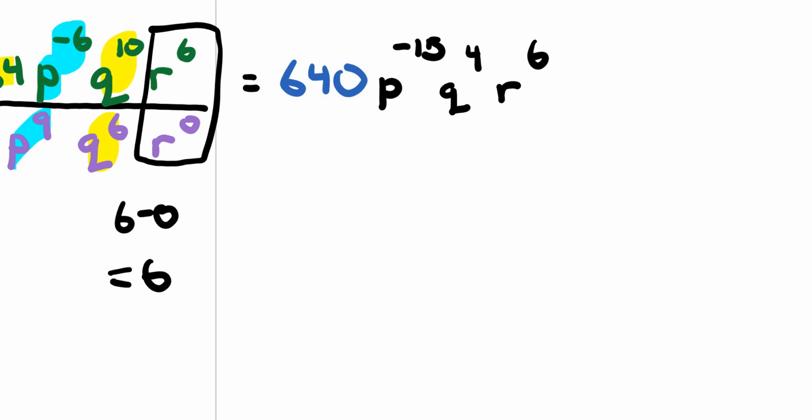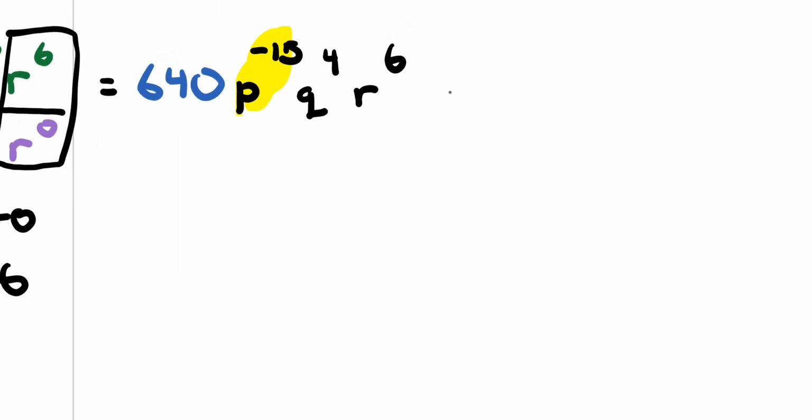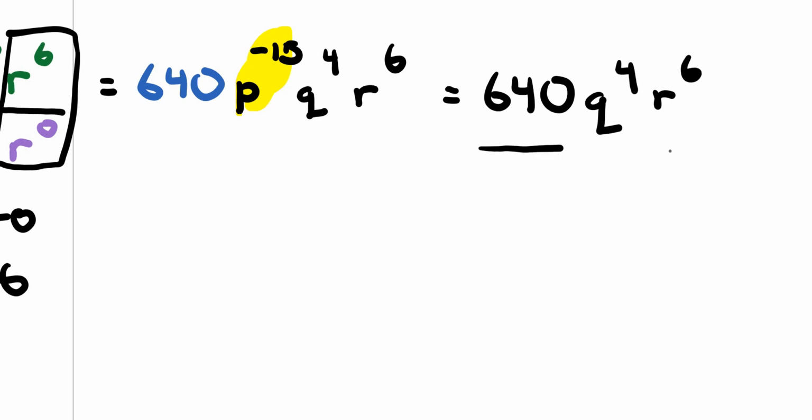Okay, so we're almost done here. This is looking pretty good. The only kind of problem I have here is this: there's a negative power there, so we can just move that to the bottom by writing this as 640 q to the 4 r to the 6 divided by p to the power of 15. Okay, and there's your final answer for question 11b.